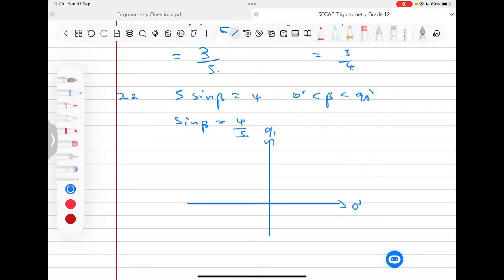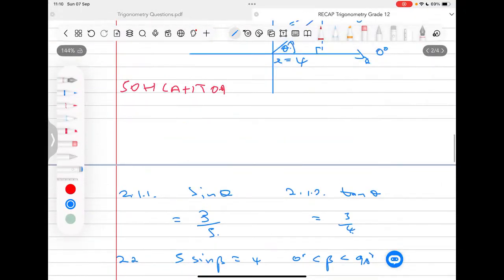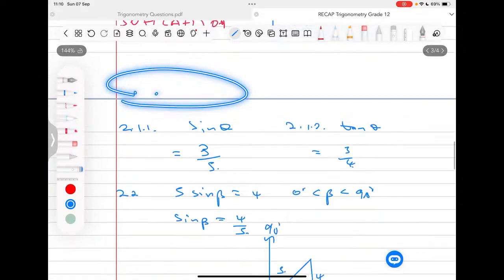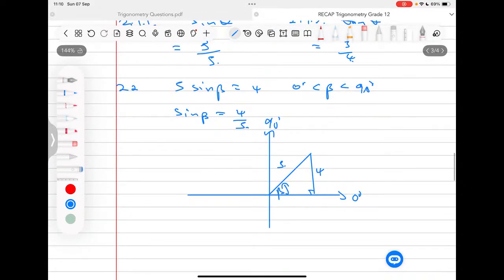We are told that this is between 0 and 90, so our terminal ray will be in this direction, right? And if I close this to be a triangle here, my angle here would be the beta. And sine is opposite over hypotenuse. It means it's going to be 4 over 5 here. Remember your SOHCAHTOA, opposite over hypotenuse. That's how we define the sine.